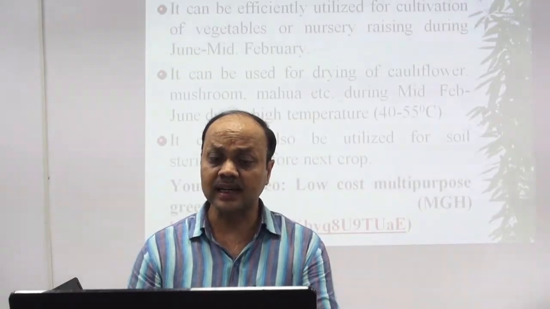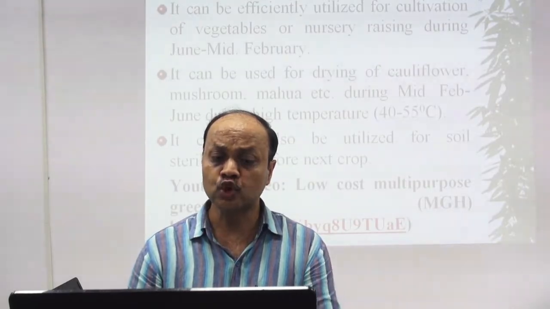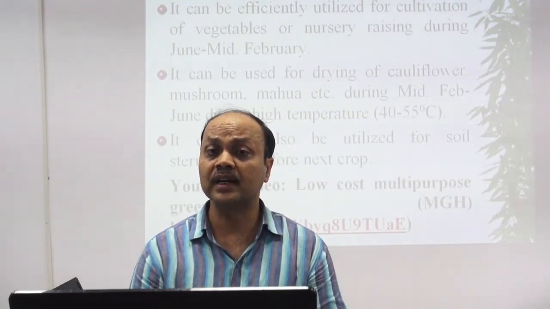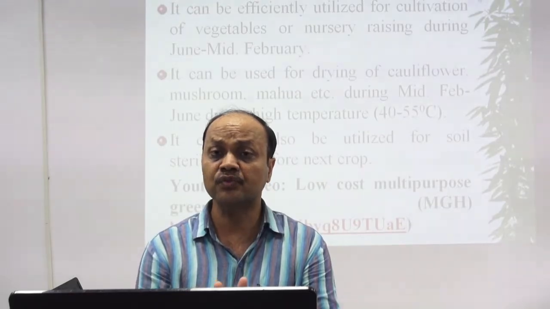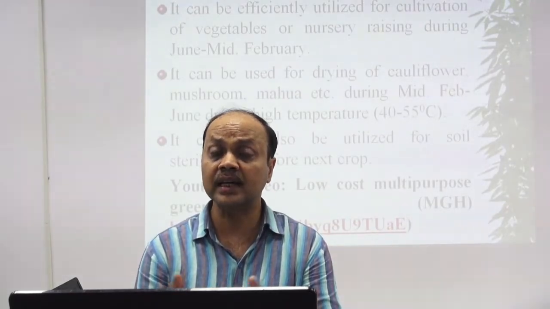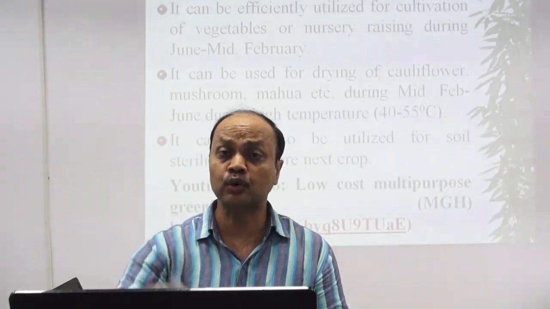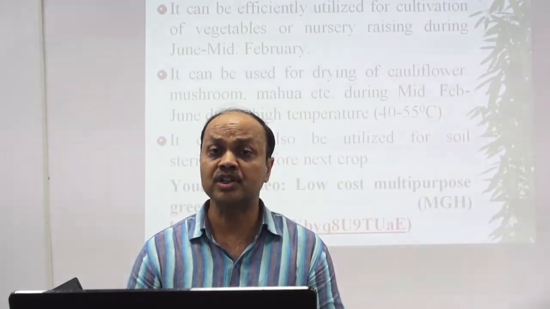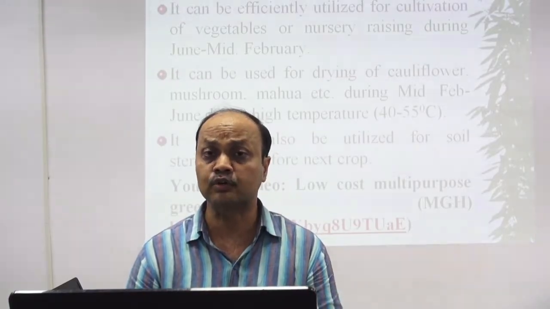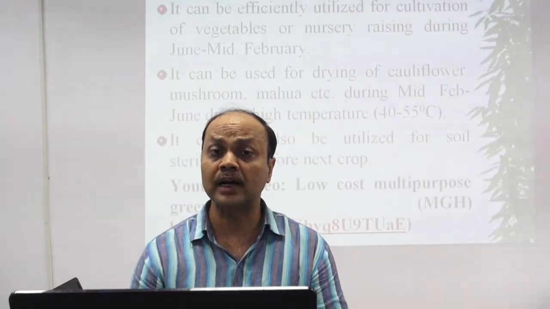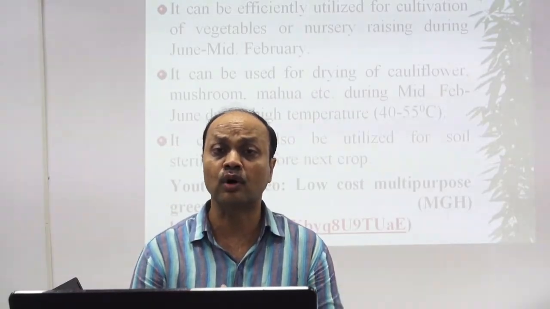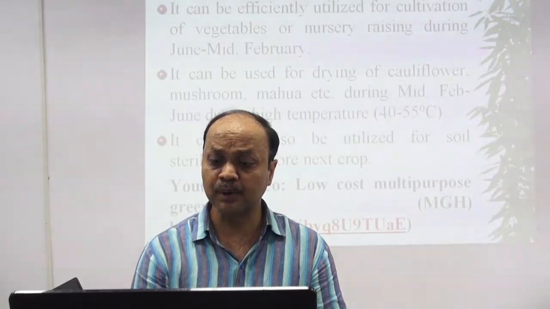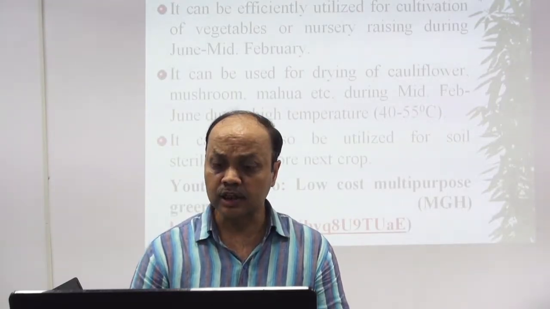So you can see that it can be effectively utilized for cultivation of vegetables or nursery raising from June to mid-Feb. That is why we say multi-purpose greenhouse: the same structure is utilized for cultivation or nursery raising, and in place of reducing the temperature to grow the crop, you are taking advantage of high temperature. Because, as I told, due to high air temperature, your soil temperature is also very high, and light intensity is also very high. To reduce the temperature requires a lot of energy, and a controlling device is required, but in low cost, that facility is not there. So you use that high temperature energy for drying of agriculture produce.